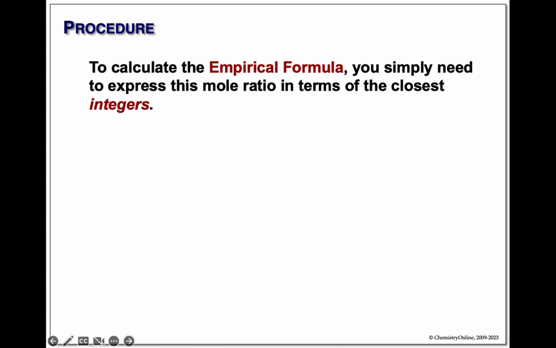Right now, our empirical formula looks like this: Mg_x O_y. The numbers I made up are that. Well, we want integers, number one. We don't want these fractional coefficients.